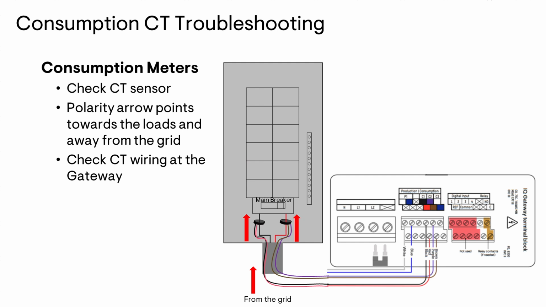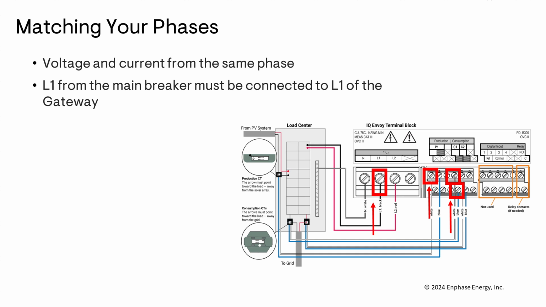If you verified that the CT secondary wires are correct and your CT sensor is correct, at this point, you may have a phasing issue that we need to address. Since we're on the topic of phasing, let's explain why phasing is so important in an Enphase system. Voltage and current readings must be from the same phase. So what does that mean? Remember that the IQ gateway needs two measured values to calculate power. Voltage and current for each phase is what the IQ gateway will use to calculate the meter reading values.